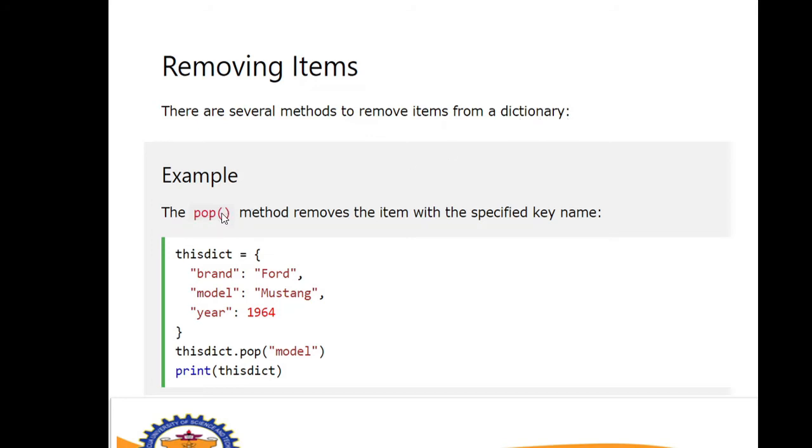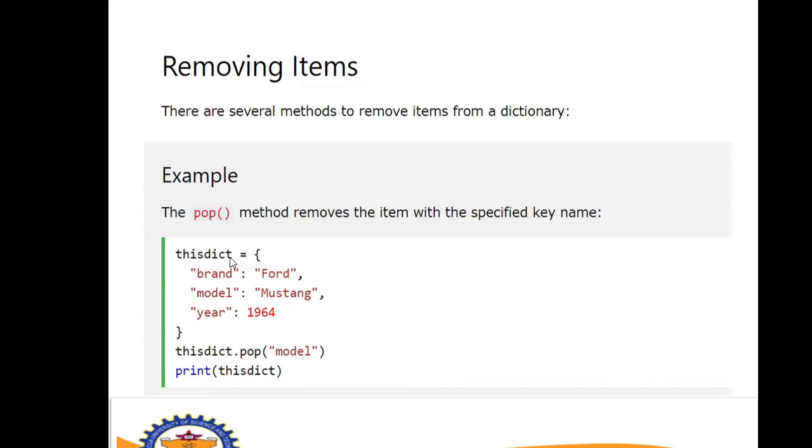So, number one is yung pop method. So, si pop method na-encounter na natin to before kay list, kay tuples, and even kay array. So, this time around, we're going to tackle how are we going to use pop method in dictionaries in Python. So, the pop method removes the item with a specified key name.